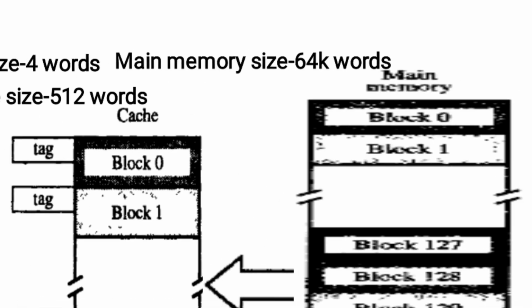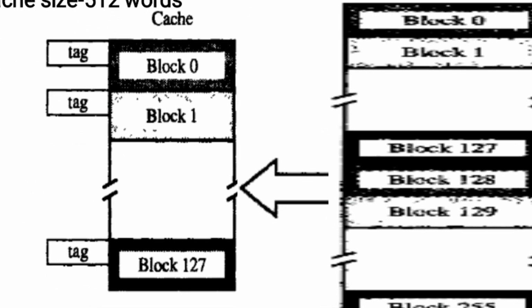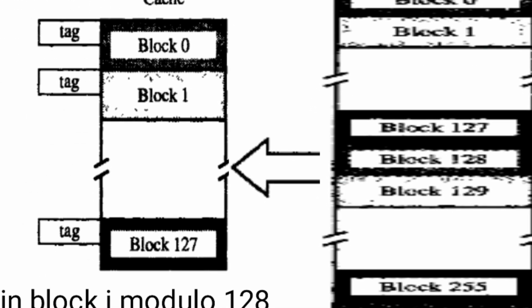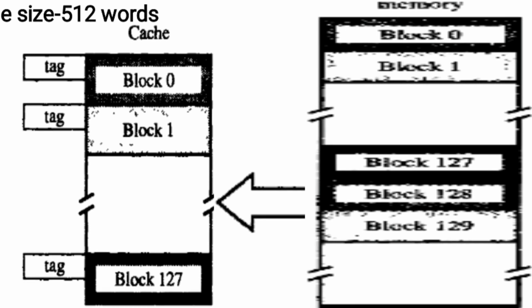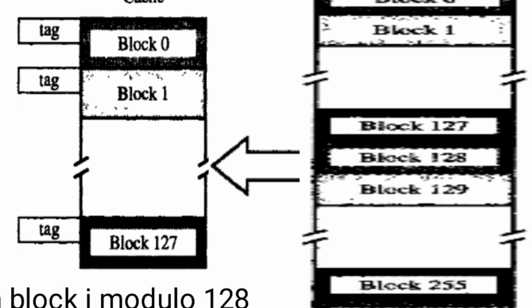Next, suppose block 0 of main memory is copied: 0 modulo 128 is 0 only. So block 0 of main memory is copied into block 0 of cache. Block 1 of main memory is copied only into block 1 of cache. Like that, block 127 of main memory is copied into block 127 of cache, right?